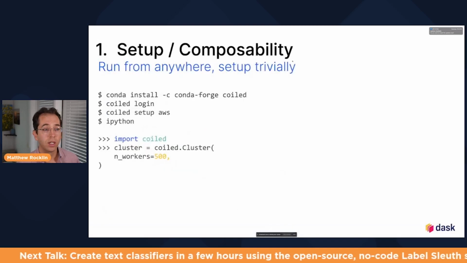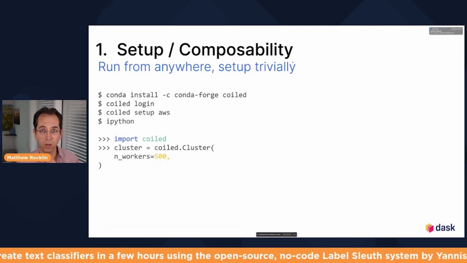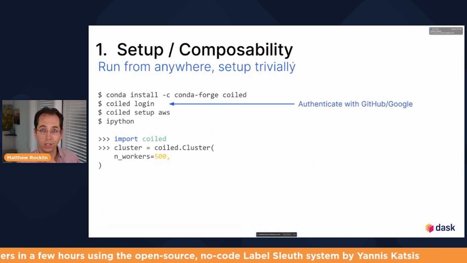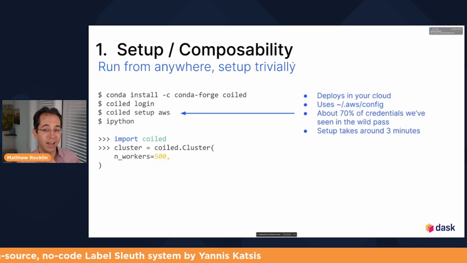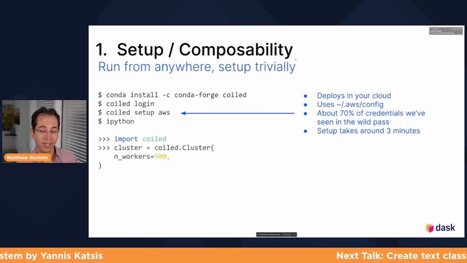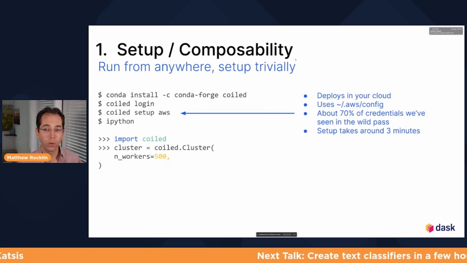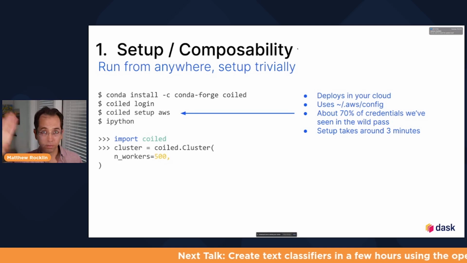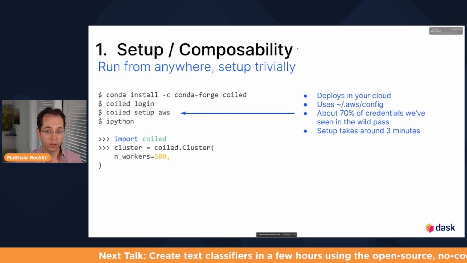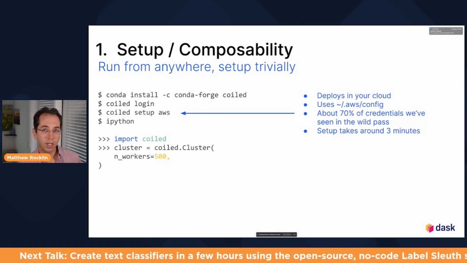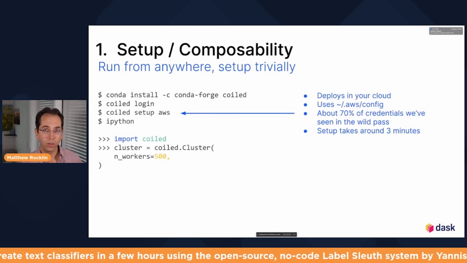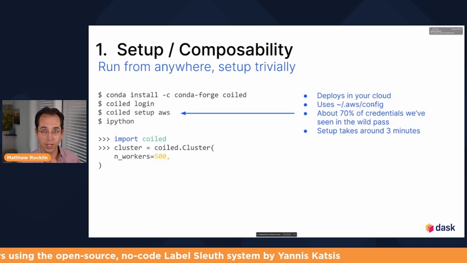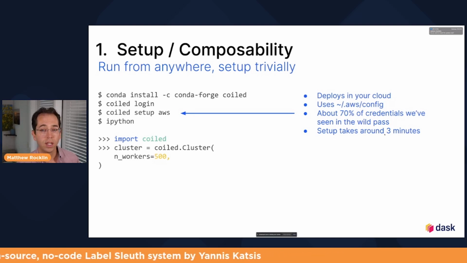First, setup is trivial. You can install it from conda or pip. You can log in with GitHub or Google. Authentication is trivial. Coiled deploys inside of your own cloud. We don't manage your computation. We instead click the right buttons in AWS for you, and then broker a connection to that system and get out of the way. You can set up Coiled either by going to the AWS console and the Coiled UI or from your command line. We actually have a pretty nice setup wizard that runs everything in about 3 minutes.